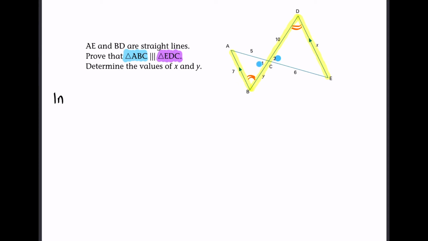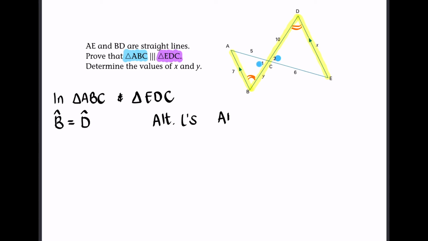So I'm going to start by proving my similarity. So in triangle ABC and triangle EDC. All right, just remember that the one triangle needs to stay first and the other triangle needs to stay second. So if I'm looking at triangle ABC, what's my angle in ABC? Angle B. So angle B is equal to angle D. Why is angle B equal to angle D? Because of alternate angles. It makes a Z or an N shape. Remember, you have to state your parallel sides. So AB is parallel to DE.